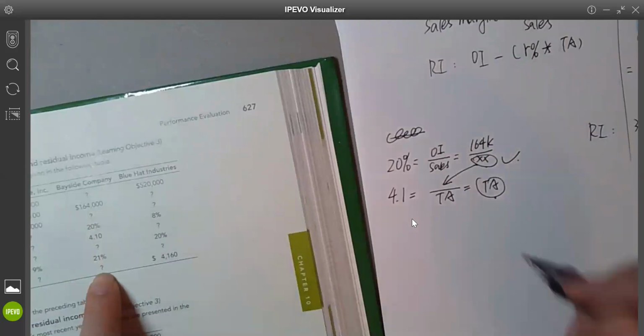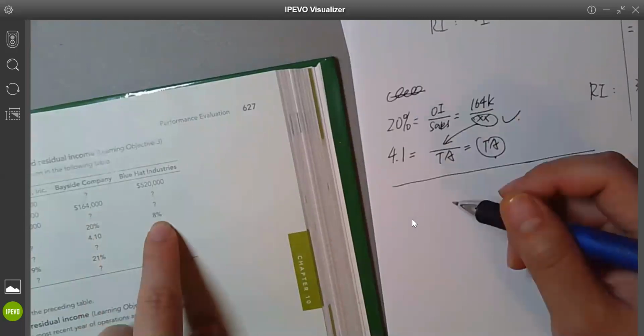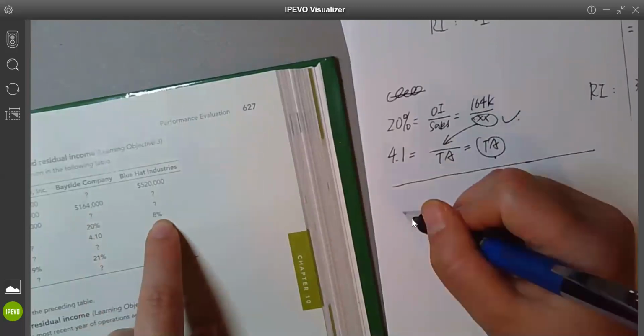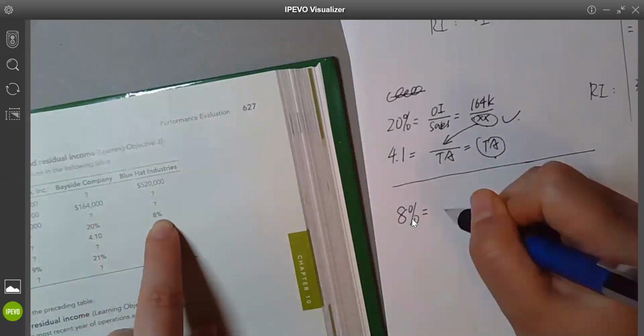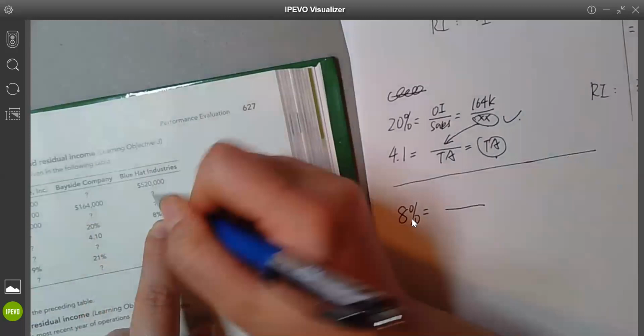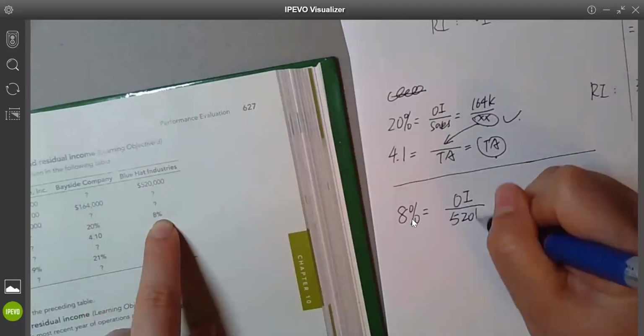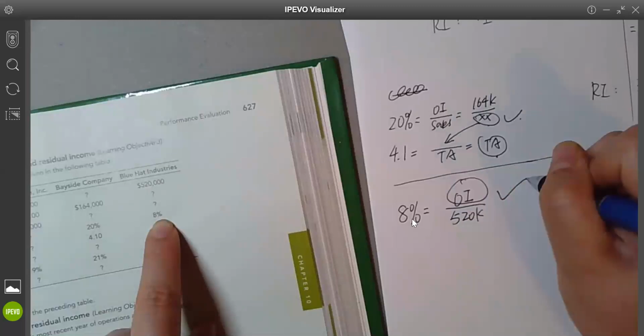The last one, the last firm. So do the same thing basically, right? Sales margin is 8%. Sales margin equals operating income divided by sales. So we don't know operating income, but we know our sales is 520,000. So you will get your operating income.